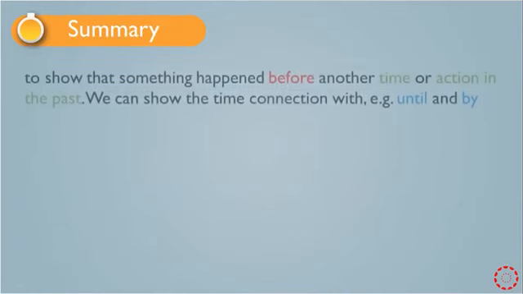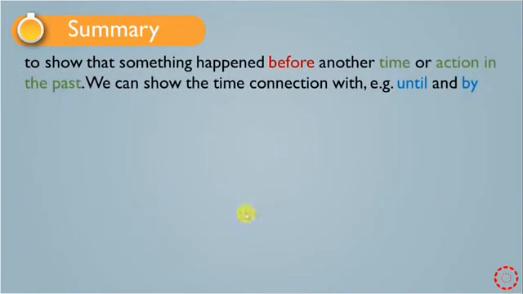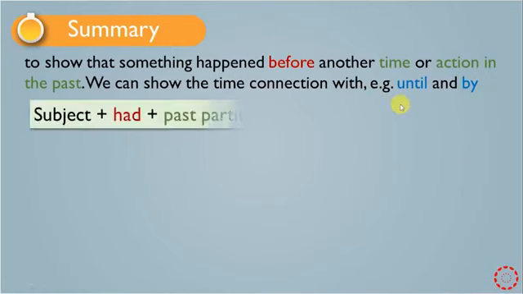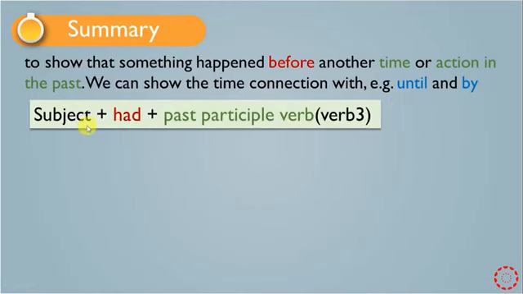The summary, we use past perfect to show that something happened before another time or action in the past. We can show the time connection with, for example, until and by. This is the general rule of past perfect. We have subject, had, and then we have past participle of the verb.